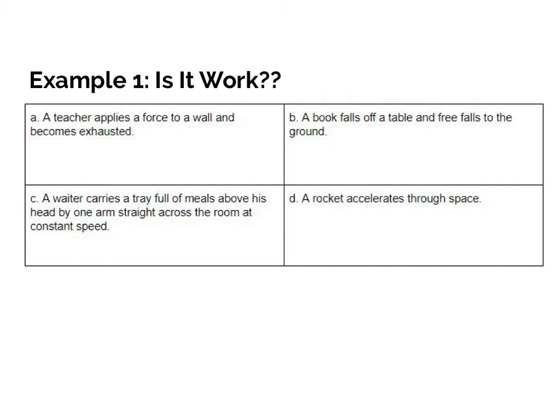First example is going to be simple here. We're going to look at just whether work is done. So when work is done, again, it is a force acting over a certain distance. And then we're also going to consider the angle in between them, okay? Key thing here is that we need to apply a force, push or pull. We need to see some distance, and then we also have to consider the angle between them.